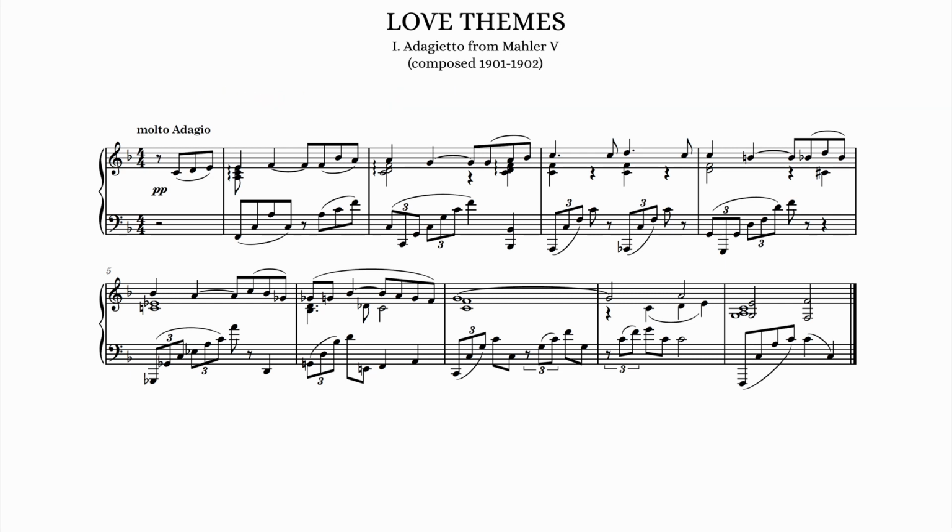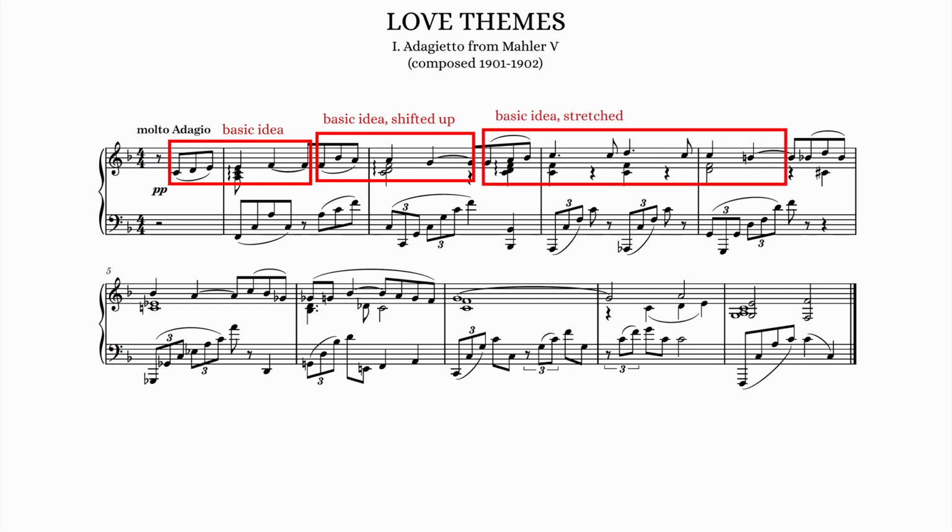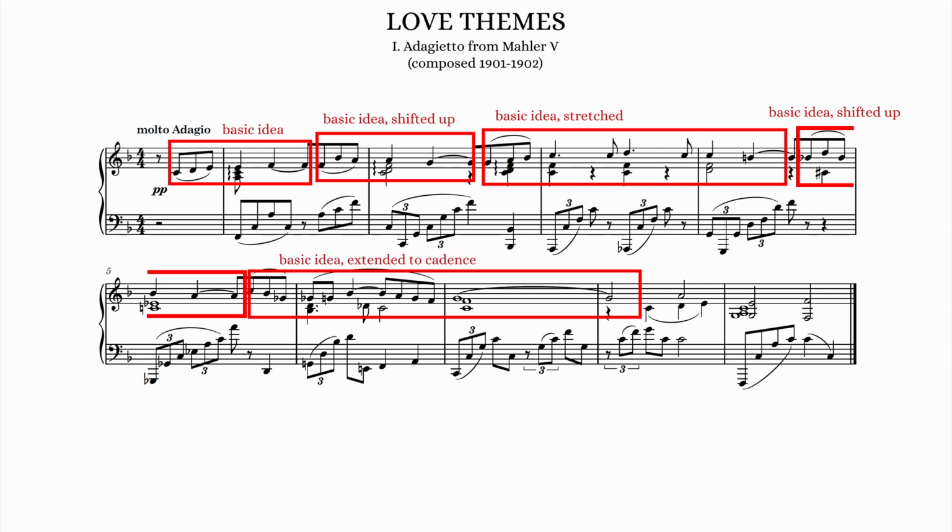So in terms of that first point, here's the basic idea. It features 3 pickup notes leading into the downbeat appoggiatura, basically an accented non-chord tone, that then resolves by step to beat 2. The basic idea is then repeated and shifted up, then repeated again and stretched to elongate the idea over 2 measures, then repeated and shifted up again, and repeated once more and extended into a cadence. So essentially we have a 1-measure basic idea that's repeated over and over again, but shifted or stretched each time.